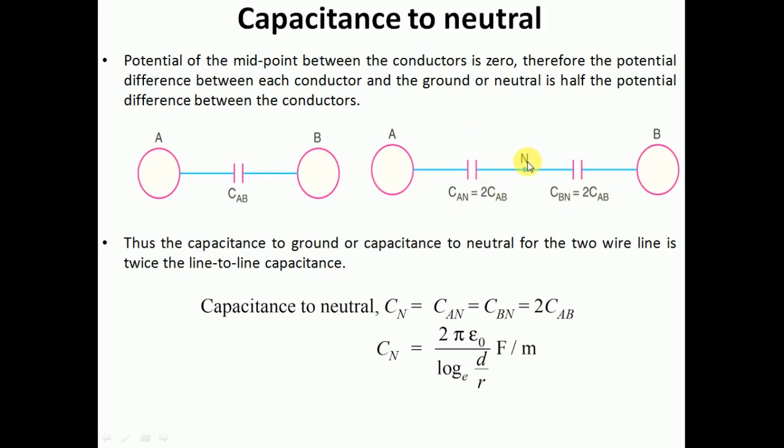Therefore this capacitance to neutral, that is CAN as well as CBN, both are the same and they can be indicated by a common term, that is CN, which is actually 2 times CAB, and the value of CAB we have already determined as pi epsilon 0 by natural log of d by r. Therefore we can write CN as 2 pi epsilon 0 by natural log of d by r.